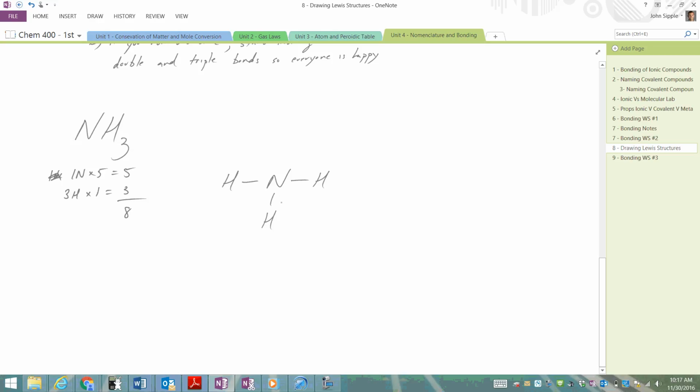Okay, how many electrons did we use? 6. So minus 6, we have 2 left over. Are all of the outside atoms happy? Yes, they are. Every hydrogen has 2 electrons. So we're good. So this is one of those scenarios where we have extra electrons. Where do they go? In the middle. In the middle, minus 2. We have no electrons left over.